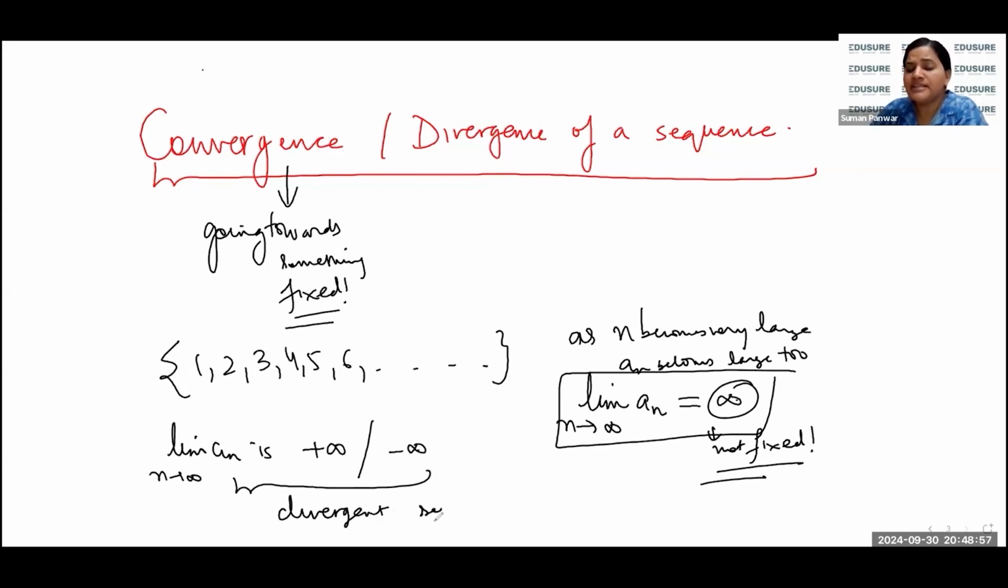That means my sequence is not approaching a finite number as n is becoming larger and larger. That is how we put it in words. But mathematically, if you have to find out whether a sequence is convergent or not, you calculate the limit of an as n tends to infinity. If the limit is either infinity or minus infinity, the sequence is divergent. Now we are interested in convergent sequences.